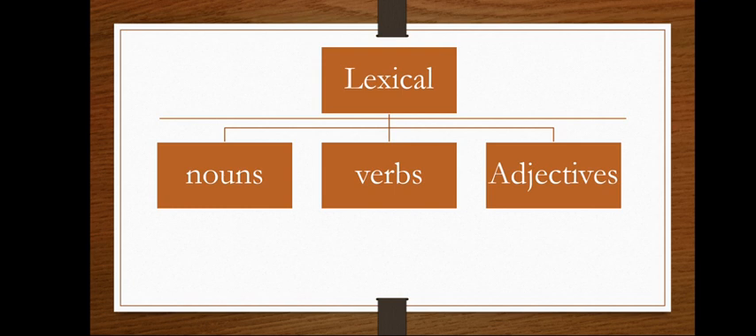So they are content words. Meanings are carried through lexical word class. So nouns, verbs, and adjectives are also called open-ended word class, right? Because we can add new nouns, we can add new verbs, we can add new adjectives.